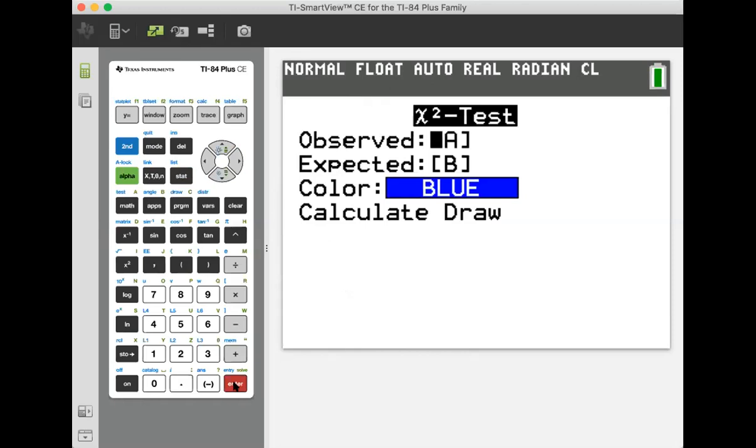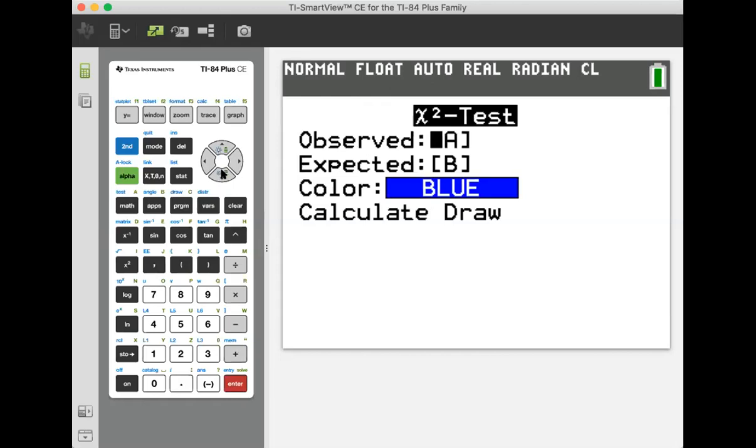You don't have to worry about what's in matrix B. You don't have to worry about setting up matrix B. Whatever matrix you put in for expected, the calculator will automatically set that up. And it's just basically going to use it as a placeholder. It will calculate all the expected values and then use the A and B matrices to come up with the test statistic using that test statistic formula.